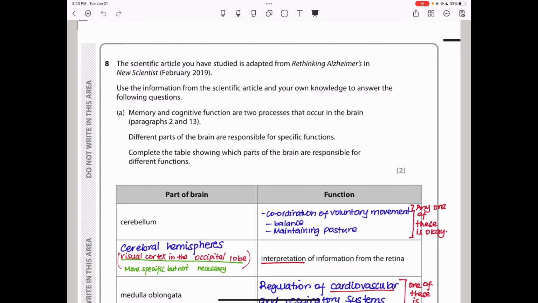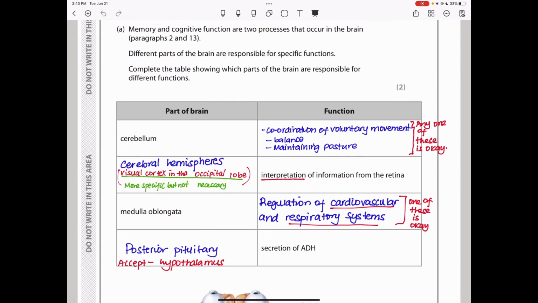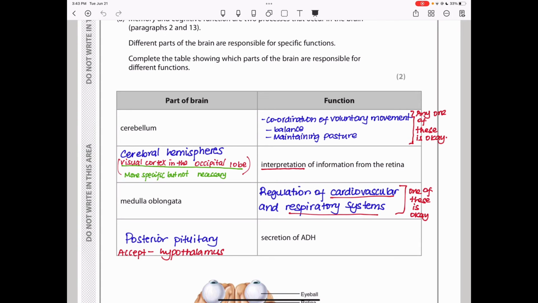So they say, different parts of the brain are responsible for specific functions. Complete the table showing which parts of the brain are responsible for the different functions. So this is kind of easy. The cerebellum, this one here, is for coordination of voluntary movement, balance, as well as maintaining posture. So any of these would be okay. Now, if they ask about something to do with interpretation of information from the retina, that is going to be the cerebral hemispheres, or you could say the occipital lobe. And then if they ask about the medulla oblongata, this is where we find the cardiovascular center, the respiratory center. That is basically concerned with respiration as well as heart rate, breathing in and out.